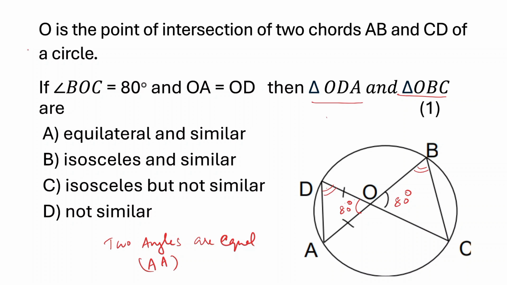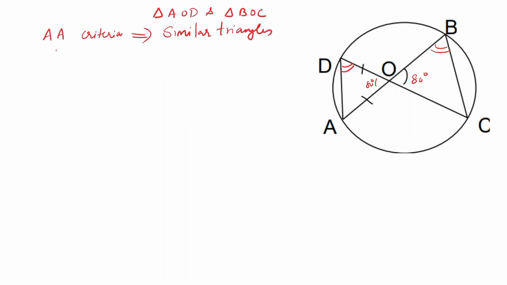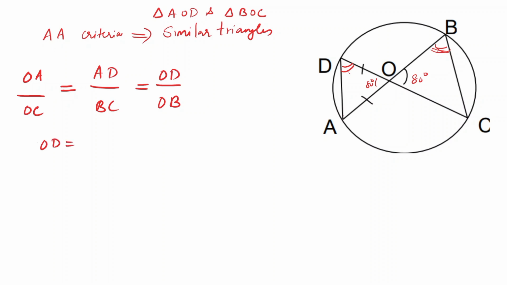And we have to check whether it is isosceles or not. For similar triangles, you know the ratio of their sides will be equal, right? So this angle's opposite side is OA and the same angle is OB, so the opposite side will be OC. OA divided by OC equals AD divided by BC equals OD divided by OB. And this OD equals OA. In this question, it is given OD equals OA.